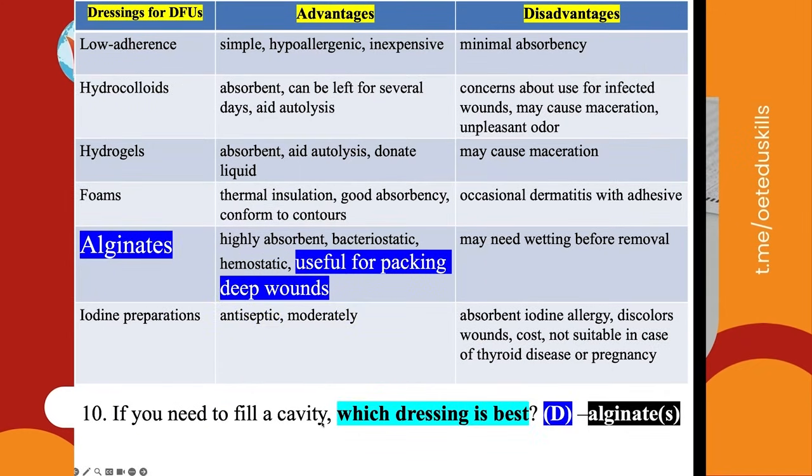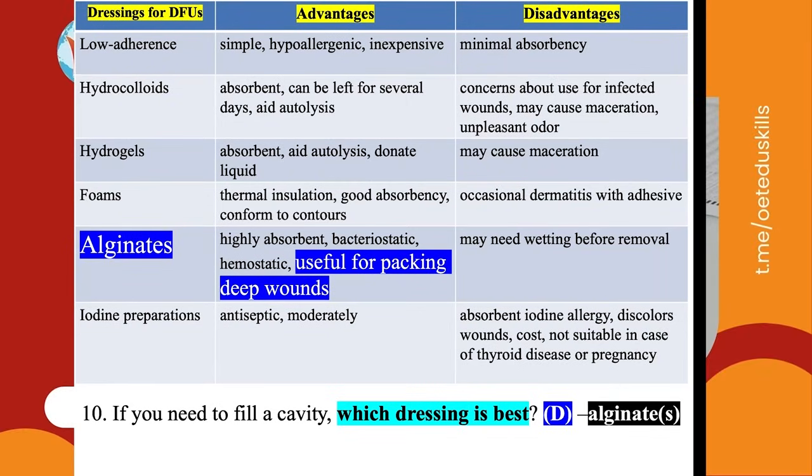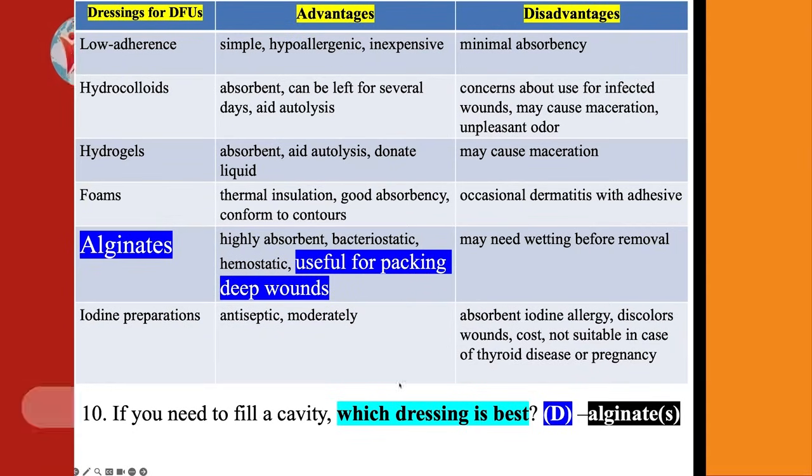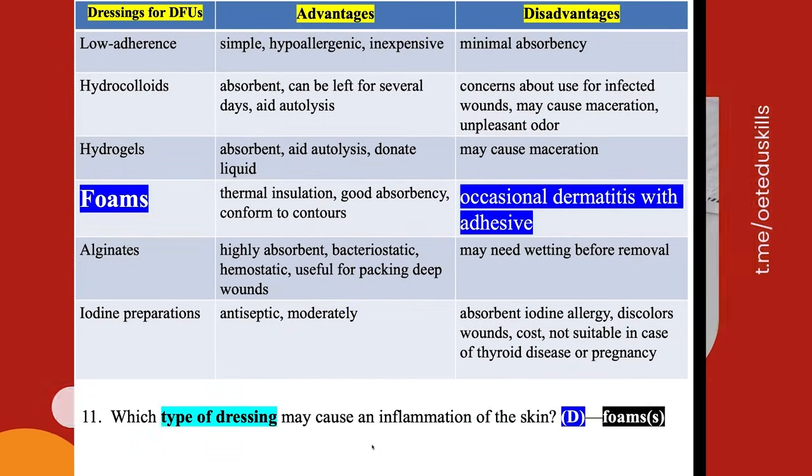And if you need to fill a cavity, which dressing is best? Best is advantage or disadvantage? Advantage. So you need not go anywhere else. You have to go only to the advantage column. In the advantage column you find which dressing, if you need to fill a cavity, is useful for packing deep wounds. Cavity's synonymous expression is wounds. So this, alginates, is the answer. Even if you write alginate or alginates, singular or plural, both will be right.